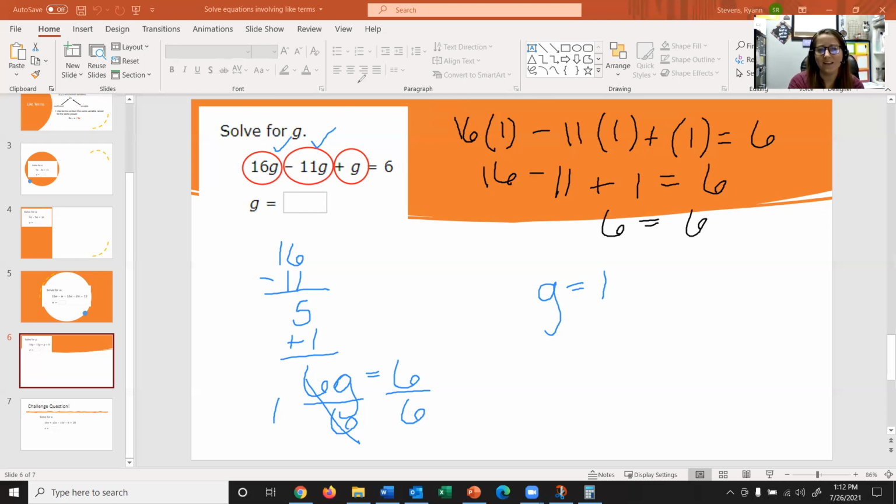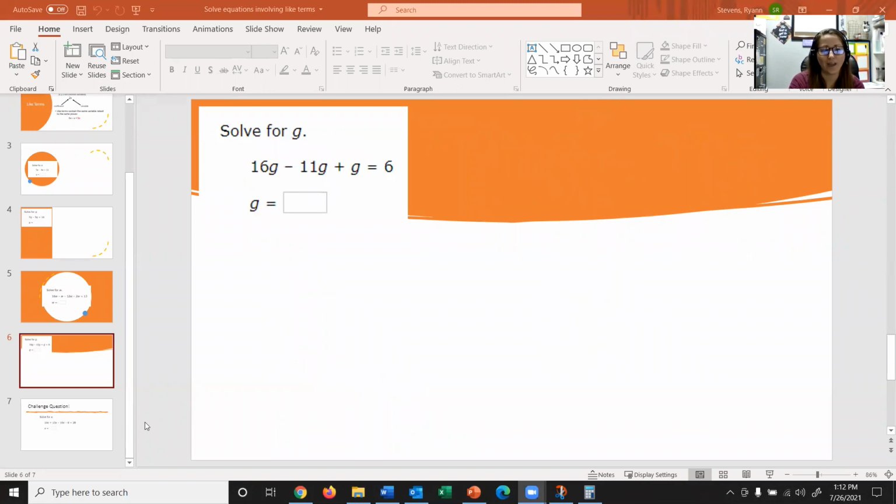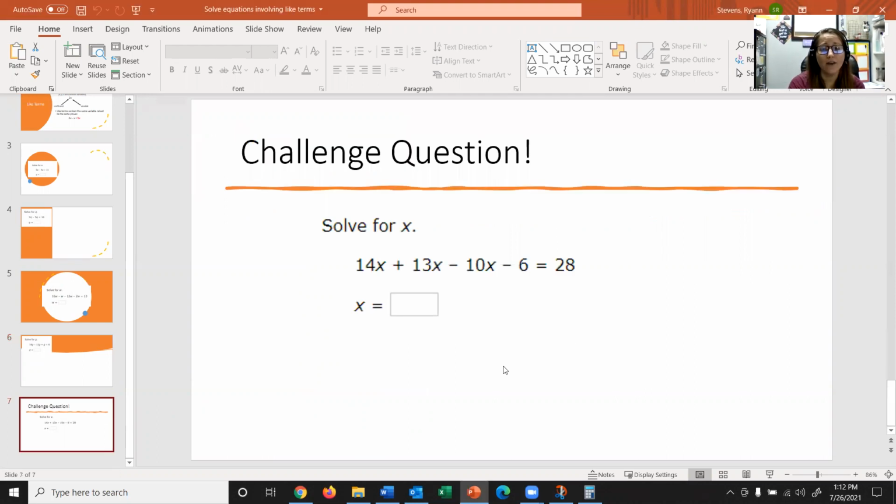All right. And one last question, and this is where the challenge question is going to come in. This is going to have multiple steps. It is going to have you pay close attention to those variables. So again, we're going to follow the same steps that we did with the other questions.